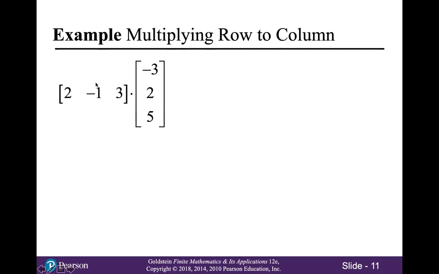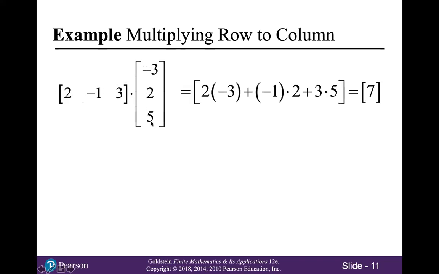Okay, so to multiply this row vector by this column vector, or this row matrix by this column matrix, we're going to do 2 times -3 is -6. -1 times 2 is -2. 3 times 5 is 15. And then we're going to add those three numbers together. So it would be -6 plus -2 plus 15, which comes out to 7.